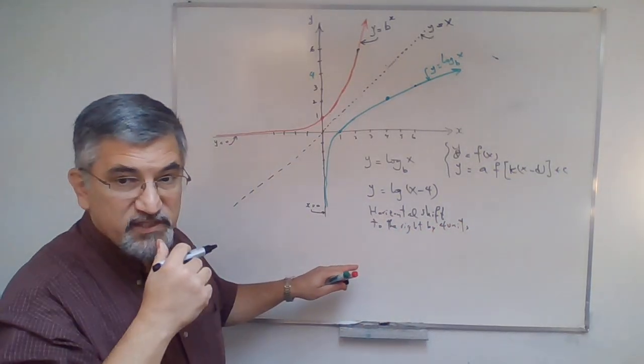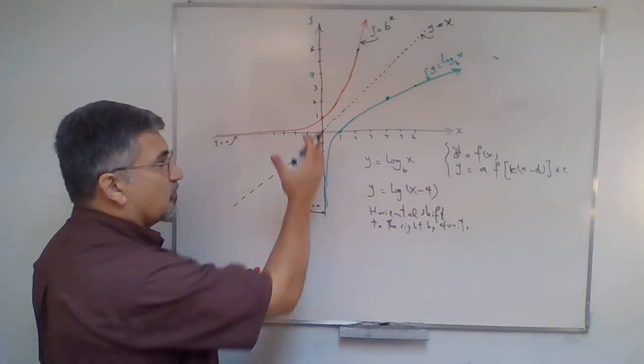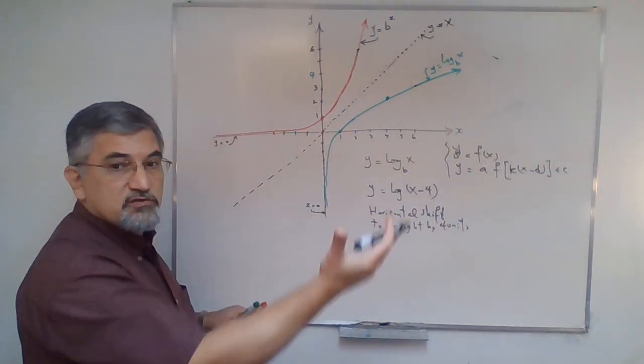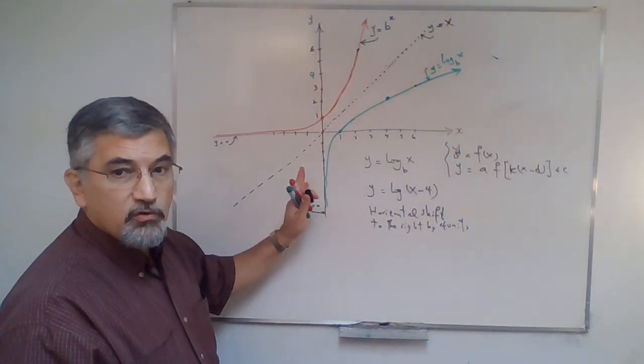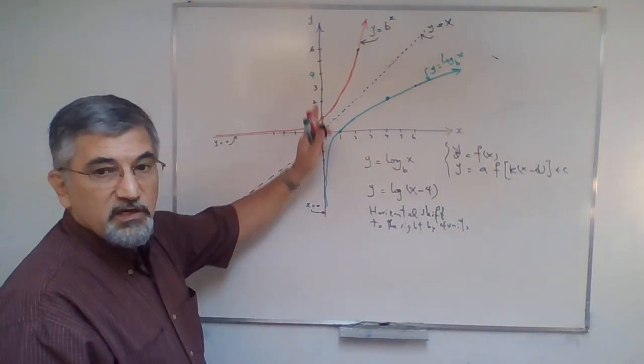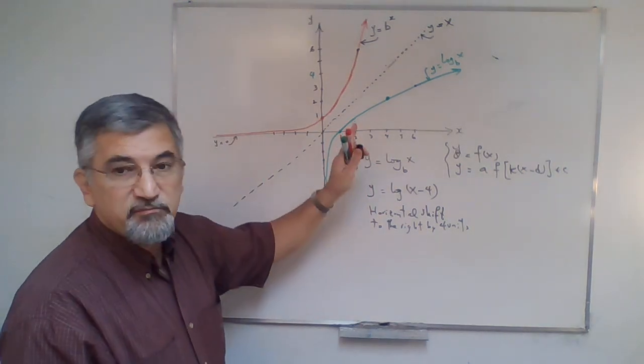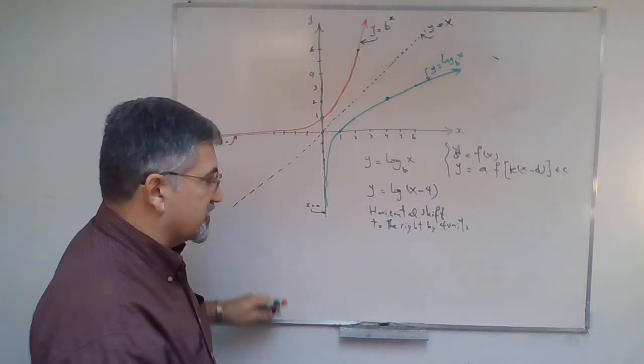This is the name of the transformation involved, and the graph is going to horizontally shift to the right, and when it shifts to the right, the vertical asymptote also shifts with it. It's not like the vertical asymptote stays where it is and then the graph by itself just shifts to the right. It's not like that.